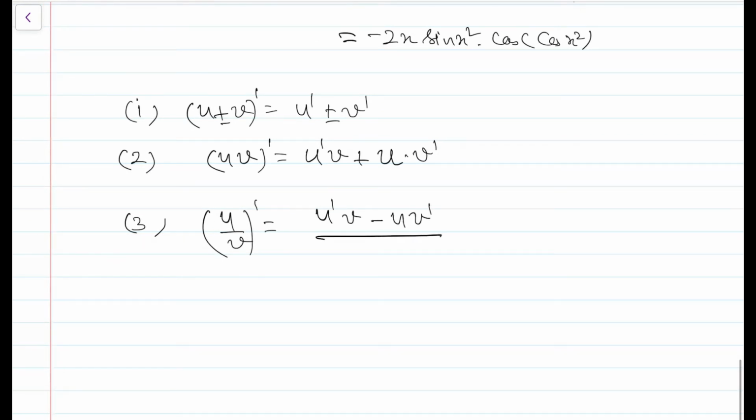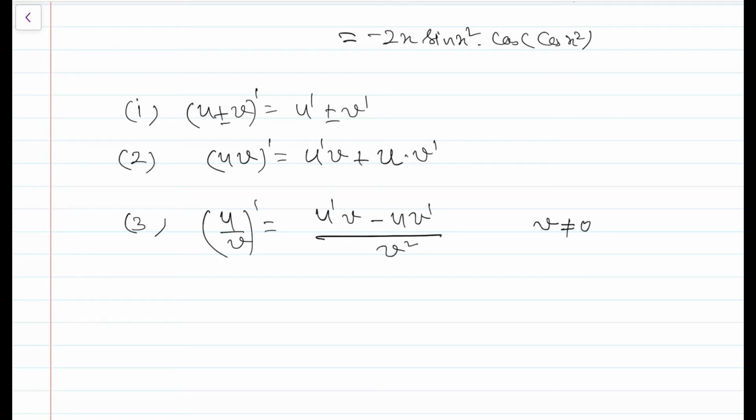U into v prime divided by v square, and it is called quotient rule when v is not equal to 0. Using these rules, we can easily solve the exercise 5.2. In questions 1 to 4, we'll apply chain rule. In question number 5, we'll apply quotient rule and chain rule. In question number 6, we'll apply product rule and chain rule.